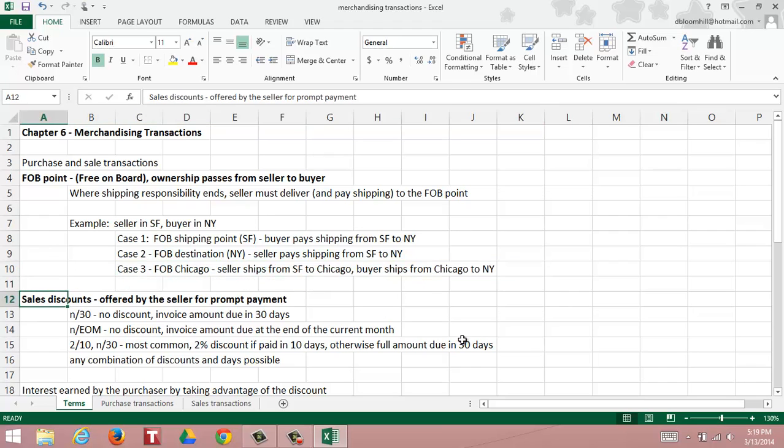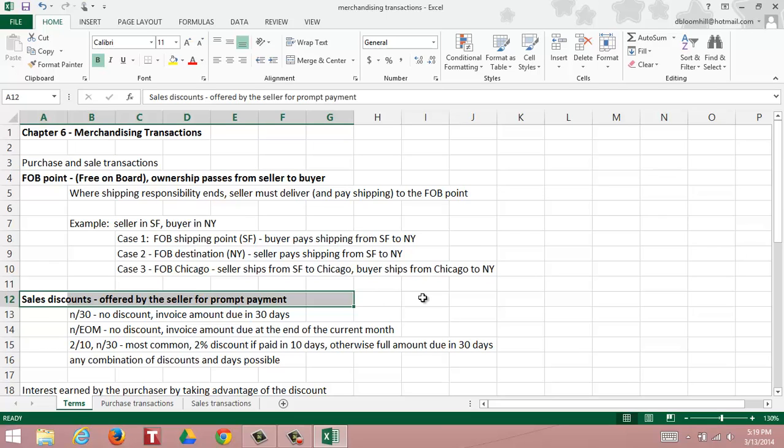Now let's take a look at sales discounts. Sales discounts are offered by the seller to the buyer for prompt payment. Why would the seller do that? Well, there are two reasons. Number 1, the faster the seller gets their money, the less money they have to borrow to do things like pay rent and make their payroll and buy inventory.